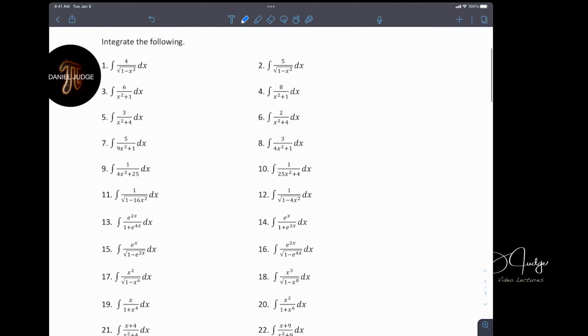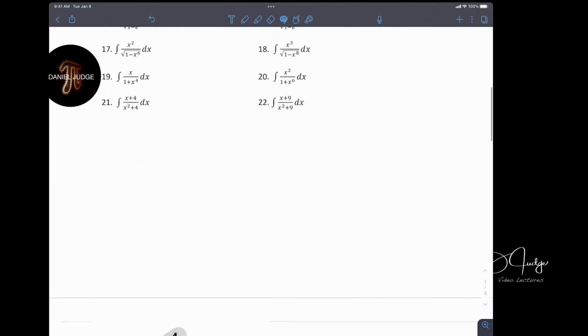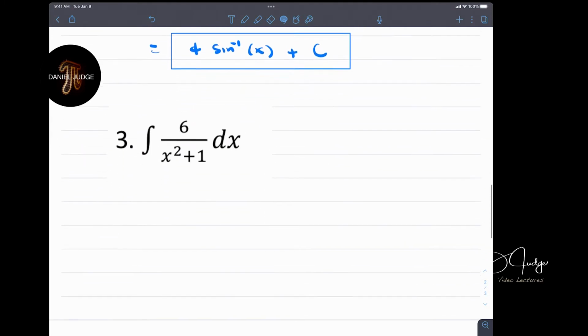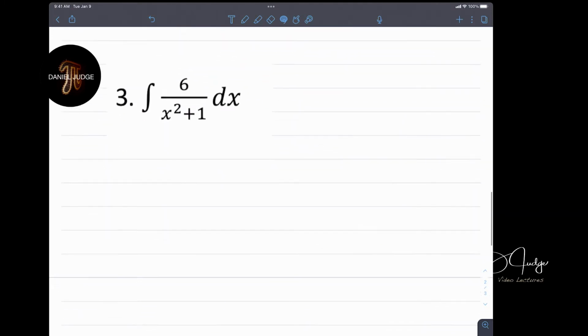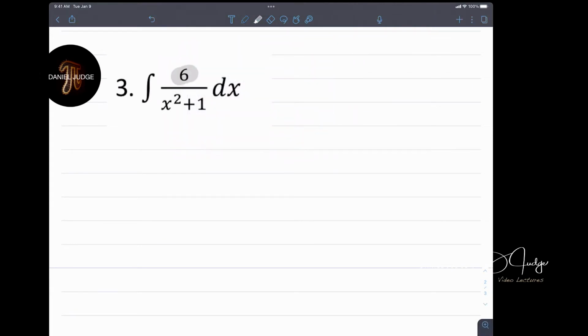And we're going to take a look now. We're going to go to question number 3. And for question 3, we notice again we have another constant. We're going to pull out that constant. So this is going to become 6 times the integral of 1 over x squared plus 1 dx.